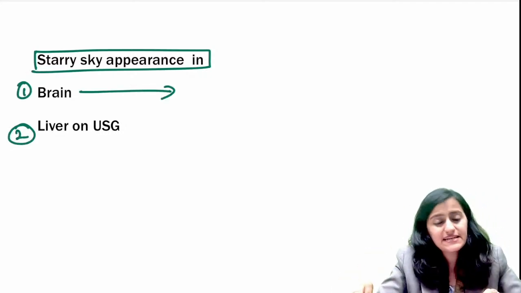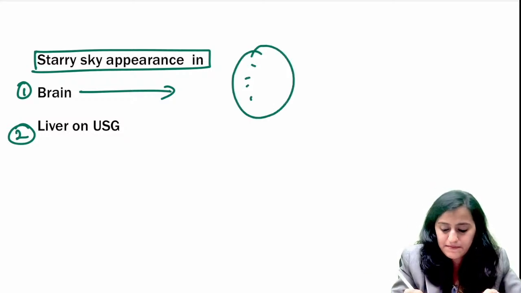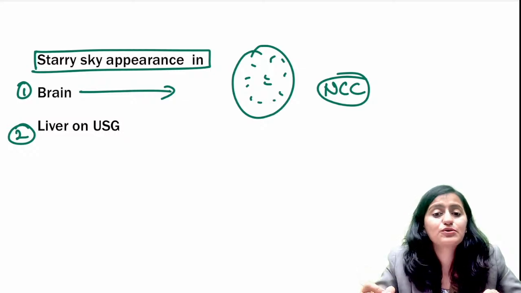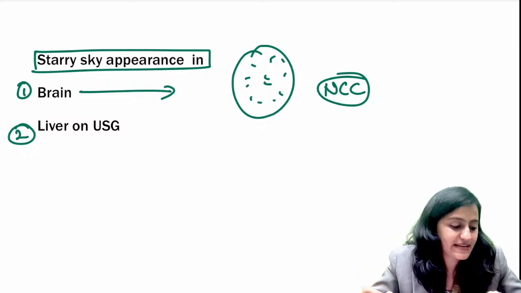Where do you see starry sky appearance in the brain? Multiple stars are seen in the brain. It is neurocysticercosis, the calcified NCCs.